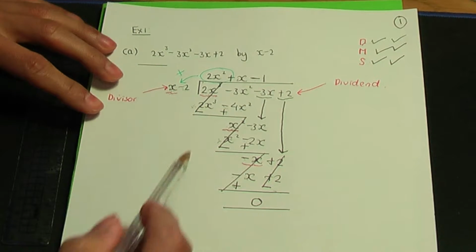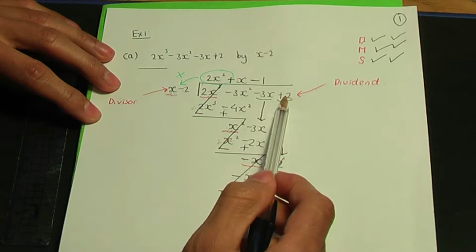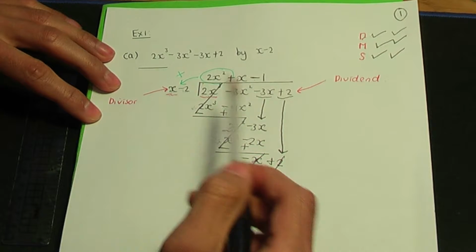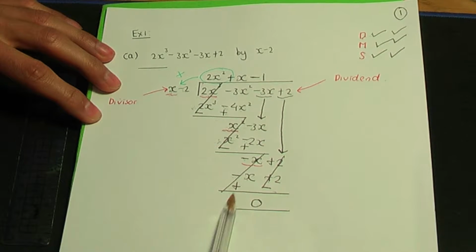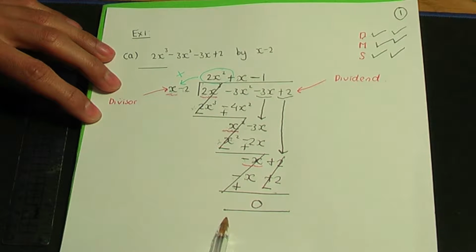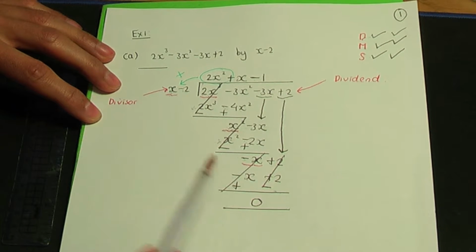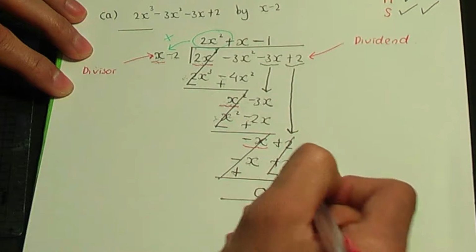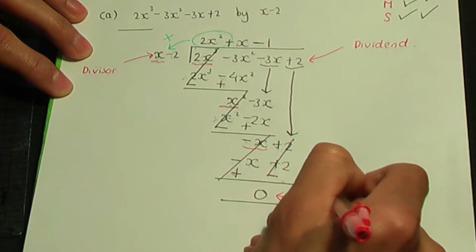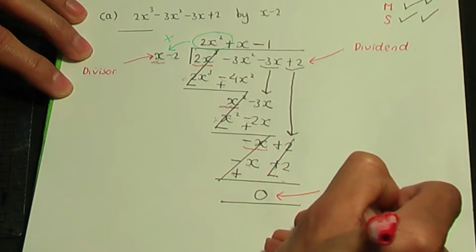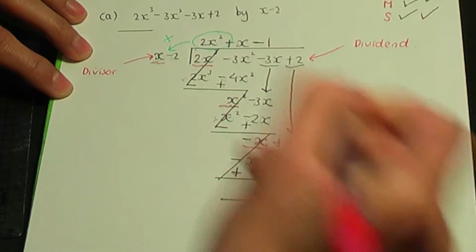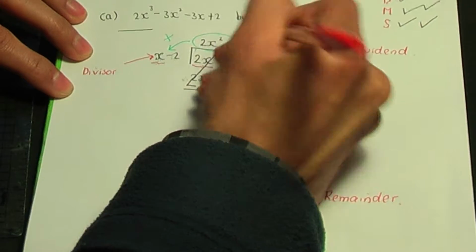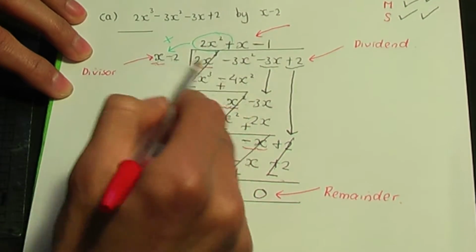So generally speaking, when you divide a polynomial by a linear, you're going to get a number. Okay, so it's not always 0. You can get any number other than 0 as well, positive or negative. But in this particular case, in part A, we have a remainder of 0. So this 0, we regard that as the remainder of division. So remainder.